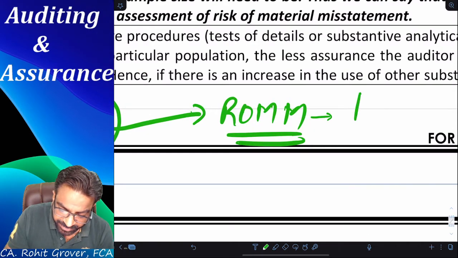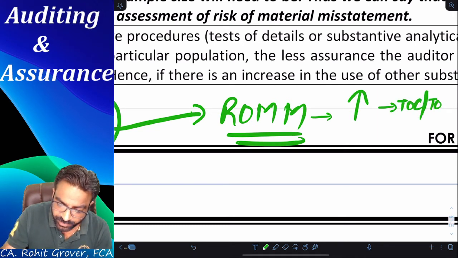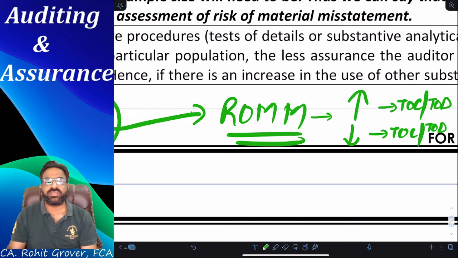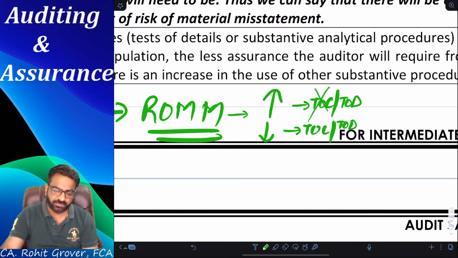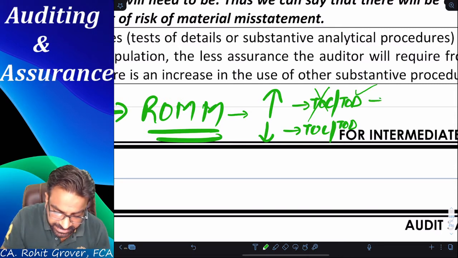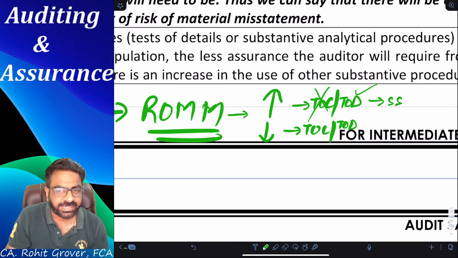If you think that the ROMM is high, are you going to go for TOC or are you going to go for TOD? And if you think the ROMM is low, are you going to go for TOC or TOD? Very simple question. Everyone, please answer. If the ROMM is very high, I will not go for TOC. I will go for TOD. And if I'm going for TOD, what will my sample size be? Will it be increased or decreased?